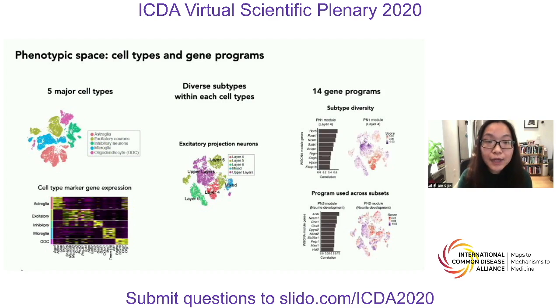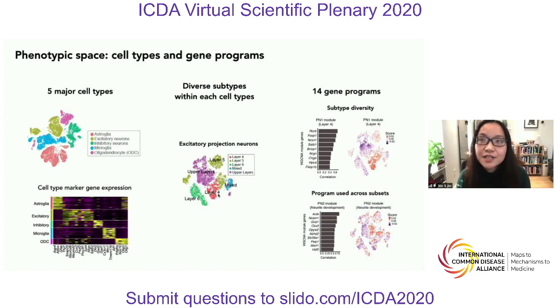And from this data set, we can use several approaches, such as a machine learning-based topic modeling approach, to extract gene programs from these single cell data. Some of these gene programs seem to describe a specific subtype in the data set, such as the top gene program shown here, the expression of which really corresponds to a specific subtype of excitatory neuron corresponding to the layer 4 laminar position.